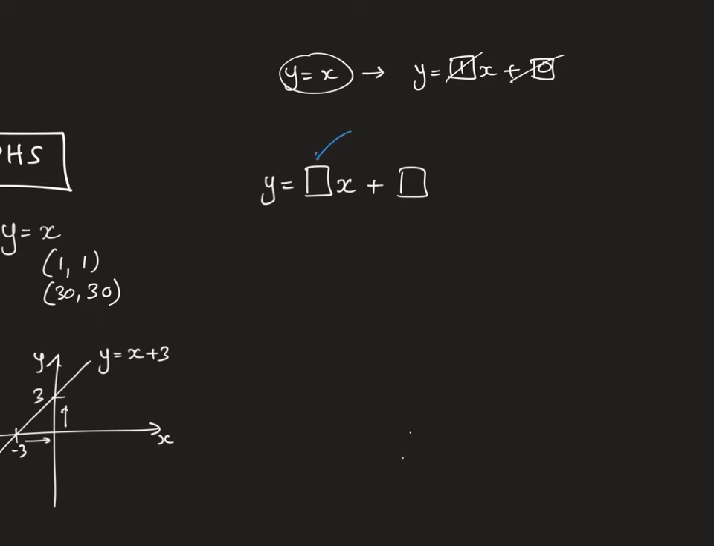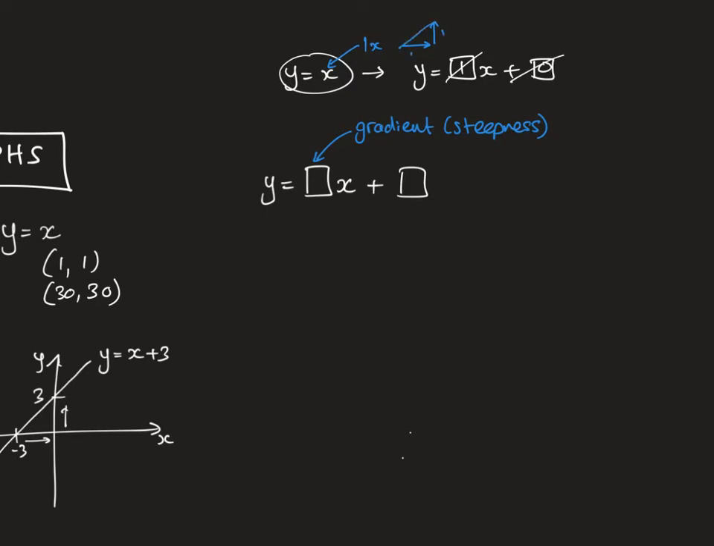Now, the value in front of the x here, we call that the coefficient of x, which is just a fancy way of saying the number in front of x. That is our gradient, or steepness. So whenever you see a graph, if there is anything written in front of the x, it is the steepness of that graph. So in this case here, because there's a 1 in front of the x, that's 1x, it means our steepness is 1. That means for every 1 across, it will go up by 1.